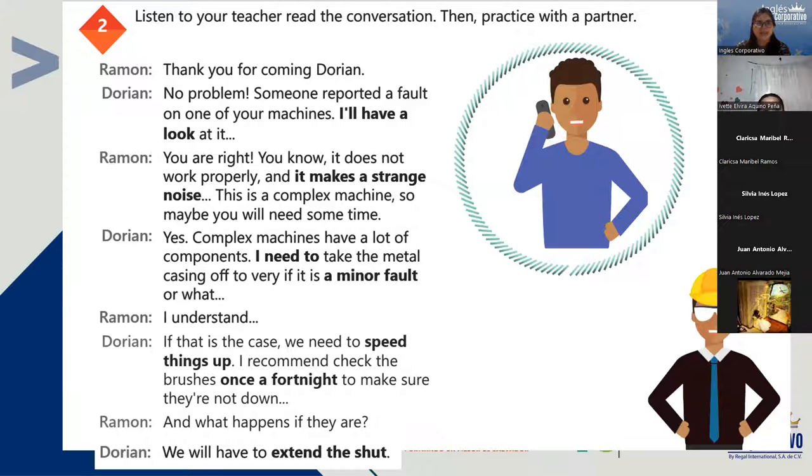No problem. I'll have a look at it. You're right, it does not work properly and it makes a strange noise. This is a complex machine, so maybe you will need some time.